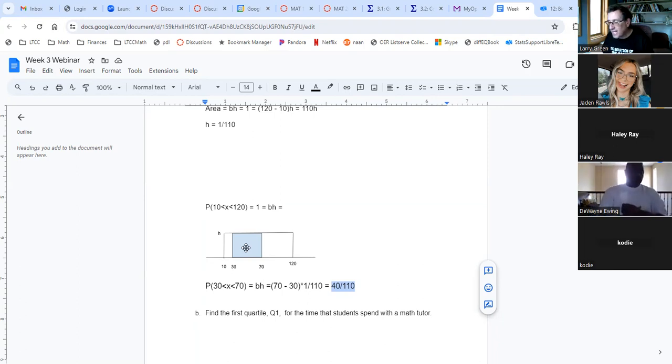Okay, so the next question I have is, let's see if we can find the first quartile for the time students spend with a math tutor. Who remembers what it means to be the first quartile?